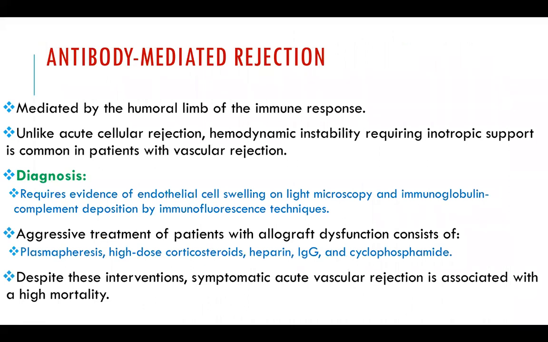Antibody-mediated rejection. It's mediated by the humoral limb of the immune response. Unlike acute cellular rejection, hemodynamic instability requiring inotropic support is common in patients with vascular rejection or antibody-mediated rejection. Diagnosis requires evidence of endothelial cell swelling on light microscopy and immunoglobulin and complement deposition by immunofluorescence technique. Aggressive treatment of patients with allograft dysfunction consists of plasmapheresis, high-dose corticosteroids, heparin, IgG, and cyclophosphamide. Despite these interventions, symptomatic acute vascular rejection is associated with higher mortality.